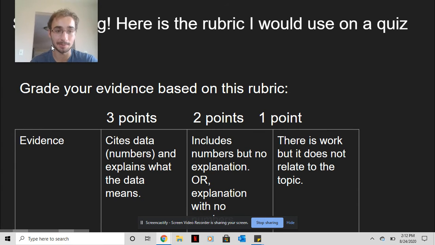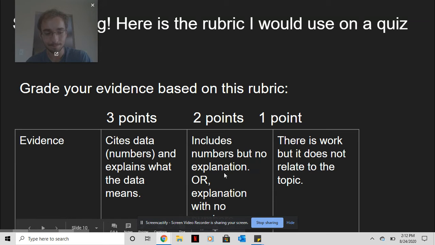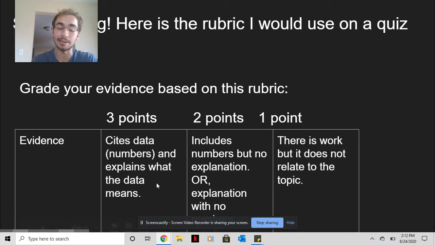Next, we have evidence. So how I grade evidence would be you cite data, like numbers, and then explain what the data means. So that would be evidence. So 3 out of 3 would be you cite numbers and explain what the data means. 2 out of 3, you either have numbers and no explanation, or just an explanation without numbers.